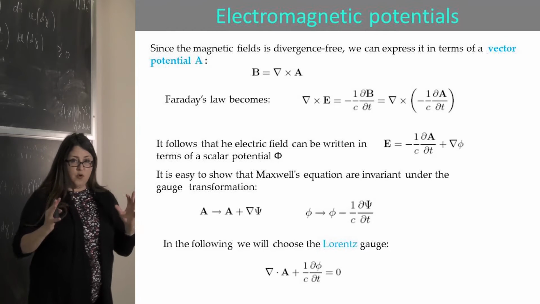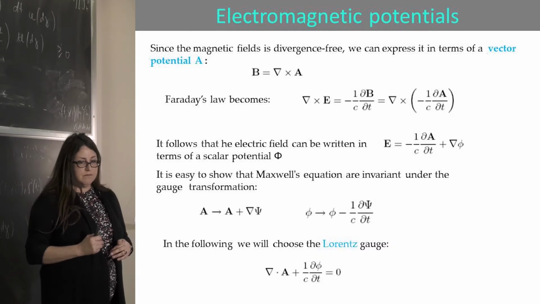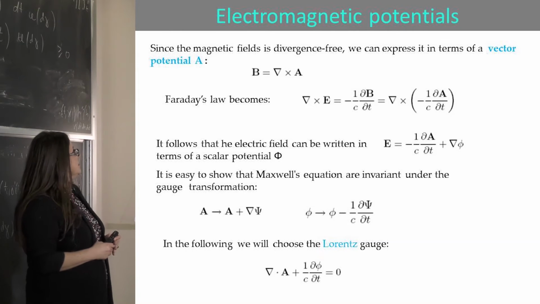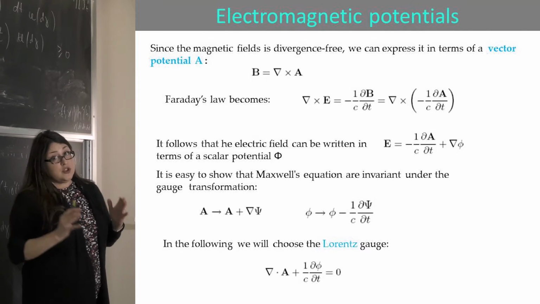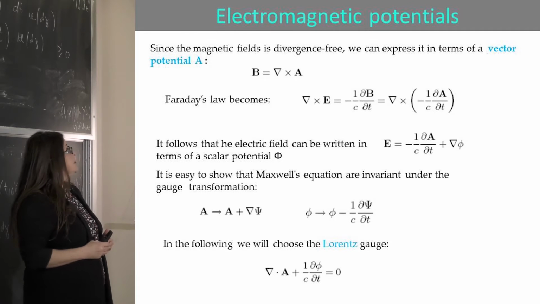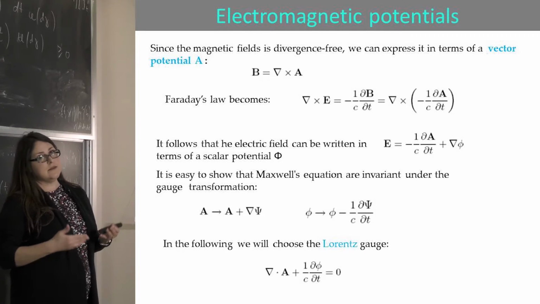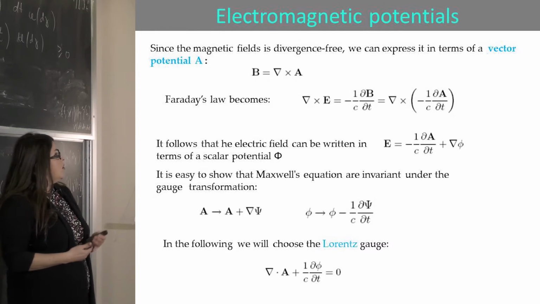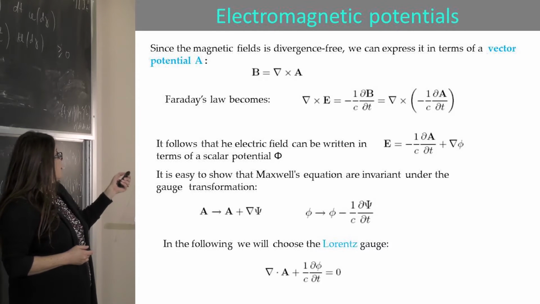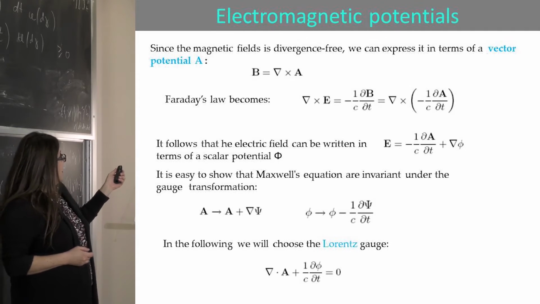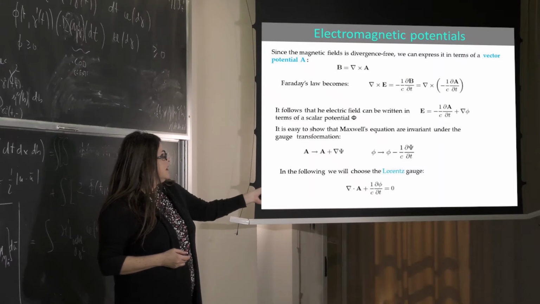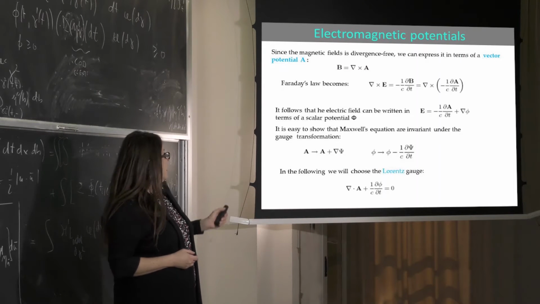However, these are four equations, and it is simpler to solve other equations instead. We can use some properties of the electric field and of the magnetic field. For example, since the magnetic field is divergence free, we can express it in terms of a vector potential, a vector called A, and we see how the Faraday law is modified by the use of this vector potential.